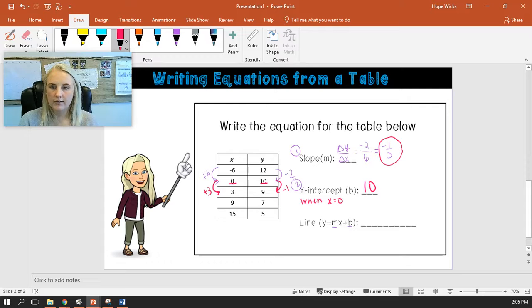Now we can go ahead and fill in our line. So our line is going to be y equals, our m is negative 1/3. I highly suggest not converting this to a decimal, because when we go to graph later on, you're going to want fractions. Whenever you're writing equations, try to keep yourself in a fraction. So we have negative 1/3 x. Don't forget to put this x here. A lot of kids forget that, but it's super important that the x variable is there. So we've got negative 1/3 x plus our b, which is 10. And now you know how to write equations from a table.